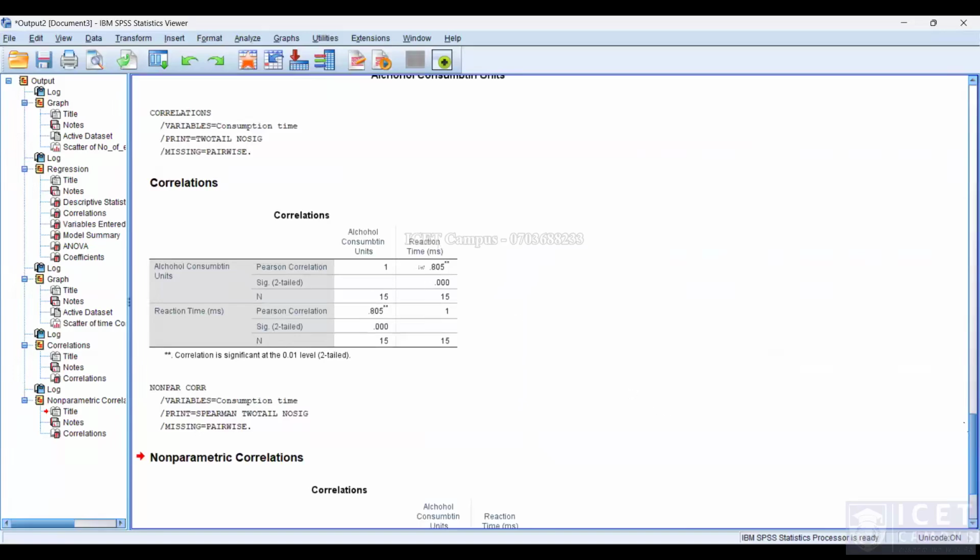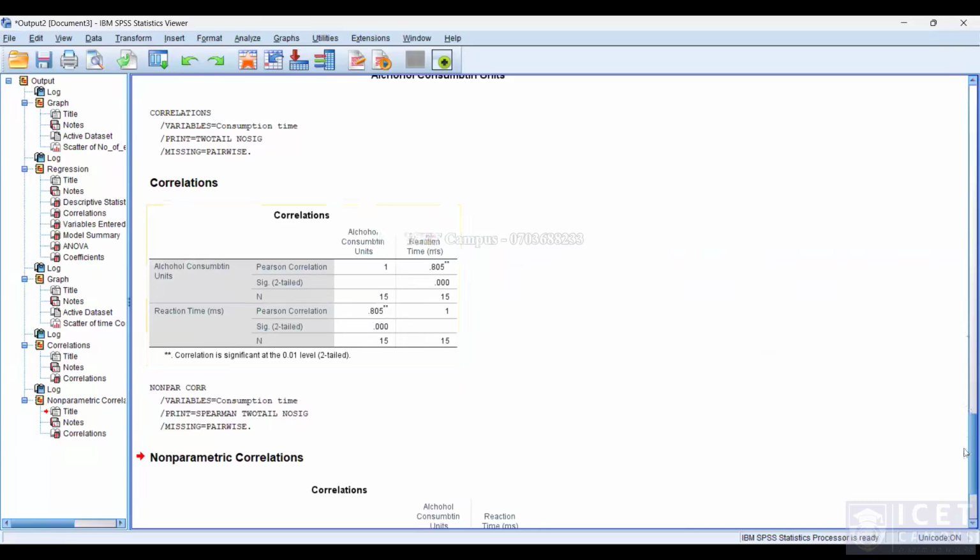Yes, you can see here the correlation between reaction time and alcohol consumption is 0.805. So there is a significant correlation here, because the value is less than 0.05, it is flagged and it is mentioned that the correlation is significant. Right? And that is the Pearson correlation, that is the parametric correlation.